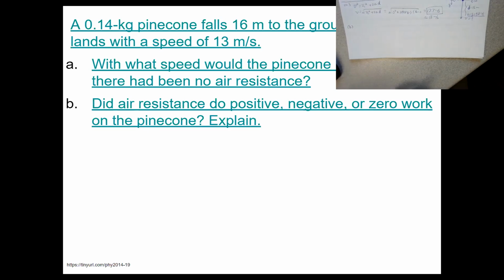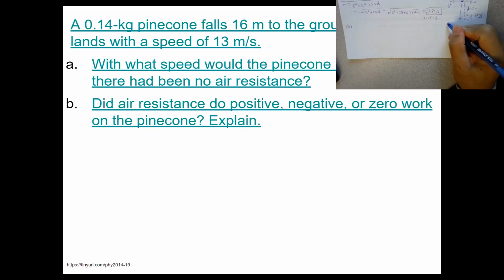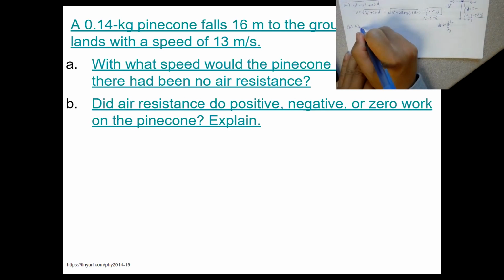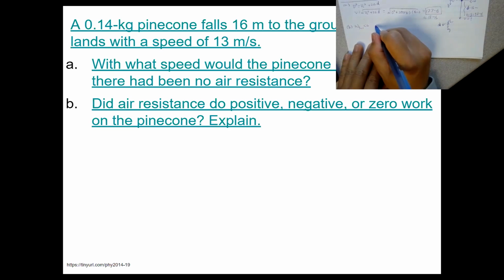B here is asking you now if we consider the air resistance, would the air resistance do positive, negative, or zero work? Explain why. So you can see that on the pecan, if it falls down here, there will be mg, right? The air resistance will be in the opposite direction to the velocity. It will gain velocity downward, so that means displacement is in that direction. Velocity has the same direction as the displacement, so these two are in opposite directions. So the work done by the resistance force should be negative, because the air resistance force and the displacement are in opposite directions.